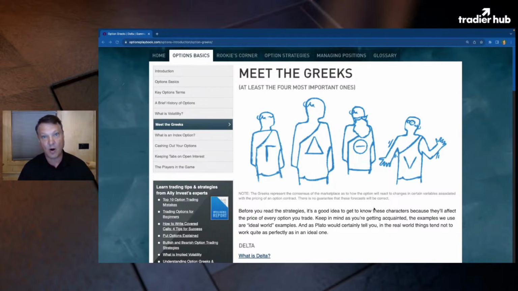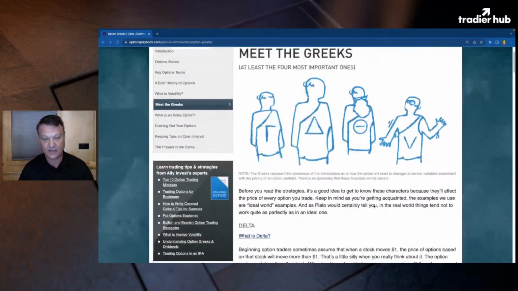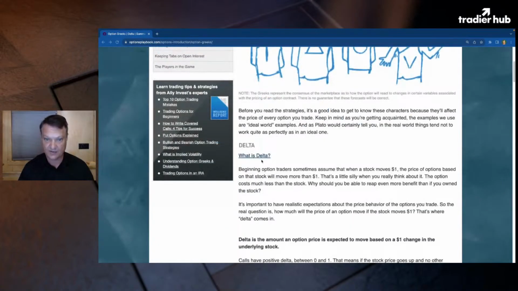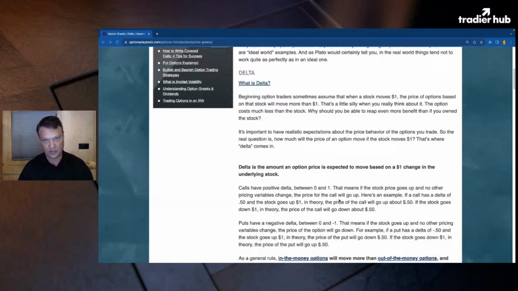And we have all the different Greeks defined under this tab, but if I scroll down and I see the topic, what is delta? The textbook definition of delta, I think, is very boring, but since we are talking about delta, I feel like I should actually define it as far as the textbook is concerned. Delta is the amount an option's price is expected to move based off a $1 change in the underlying stock.